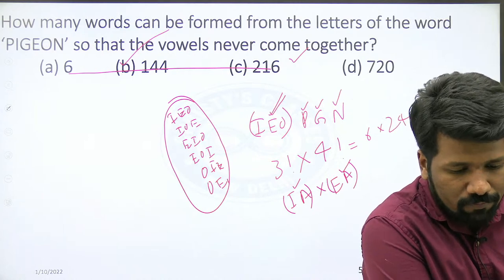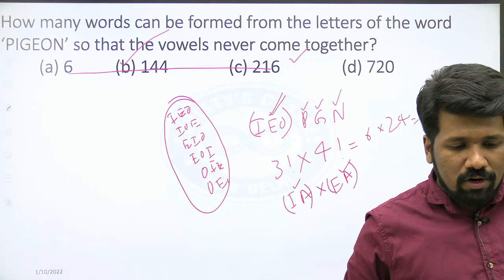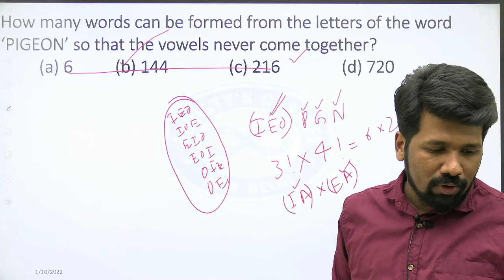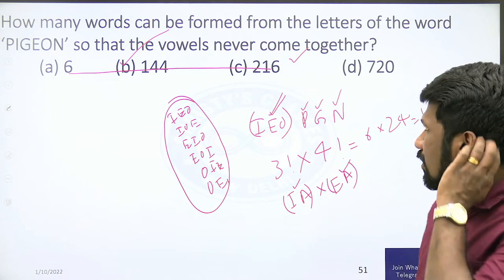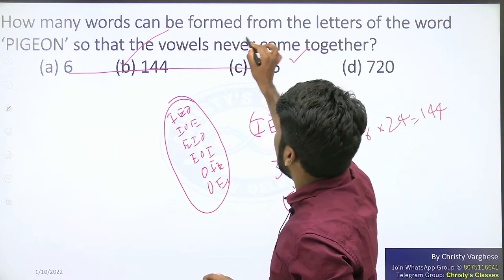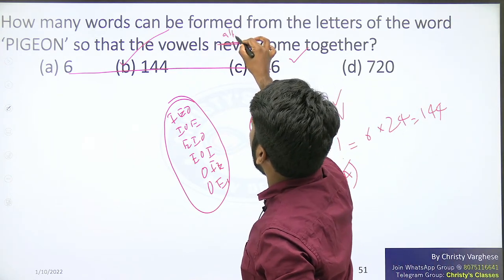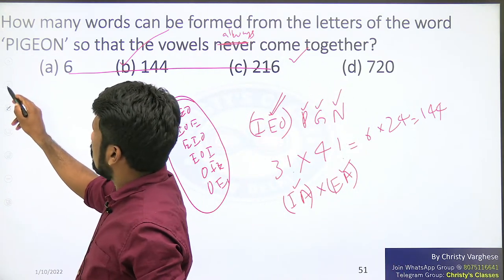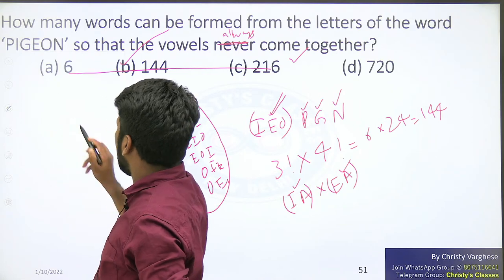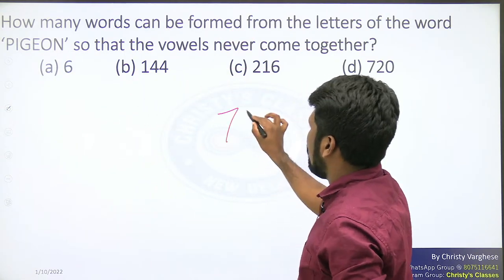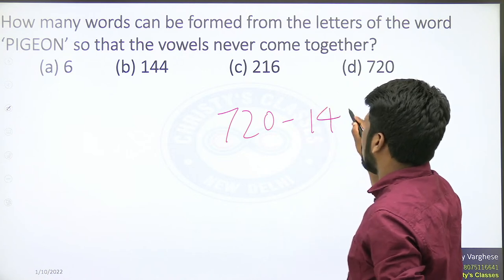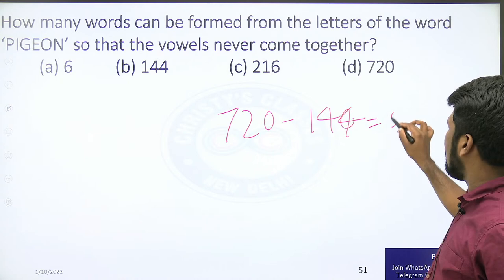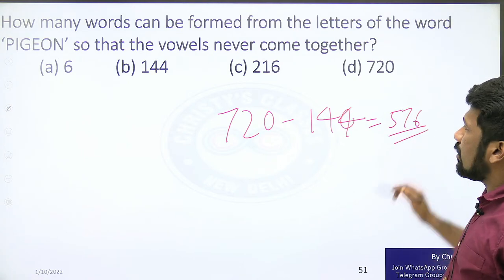Is that clear? Why 144 is the answer? Many of you got 144, and that is totally correct. Hope all of you understood this much. Now the third one. Sorry, the first one is vowels always come together, sorry for the typing error. Vowels never come together: how will you find it? Total ways 720 minus vowels coming together, that is 144. The difference is 576. So 576 will be the answer.